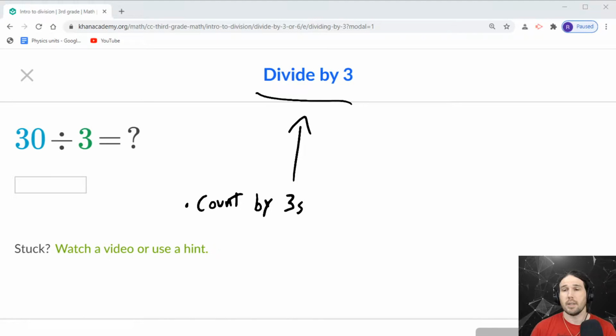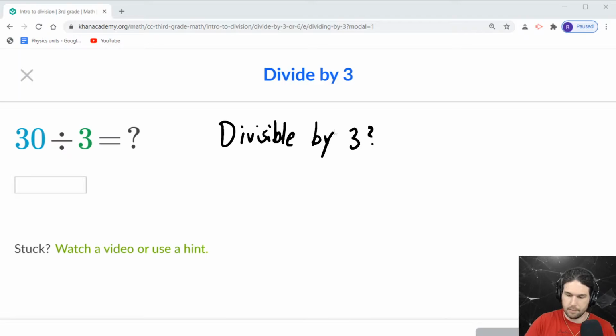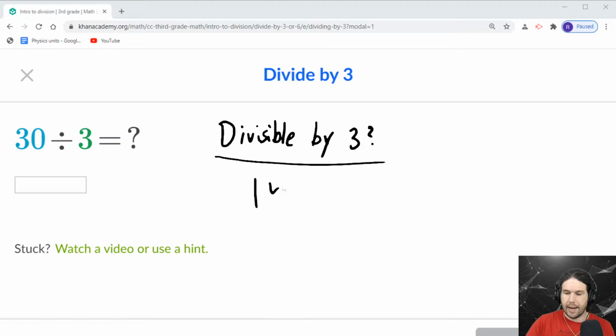Memorization also works. But I do want to mention how to tell if a number is divisible by 3. I'm going to pick a random number like 147, and I want to know, is that number divisible by 3? The fact that it ends in a 7 does not mean a thing. 3 times 9 is 27. It can totally end in a 7.